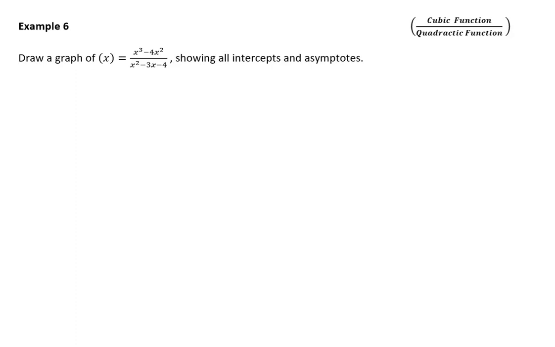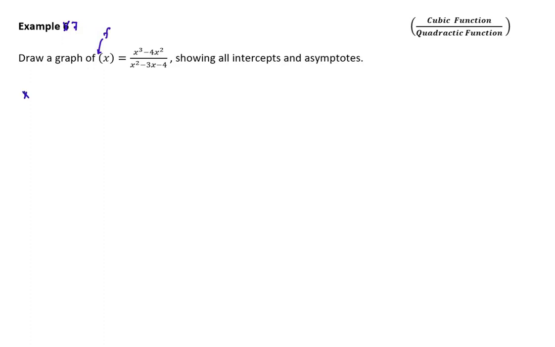So we're on to this, actually what is the 7th example, so pardon my typo. And the next typo which I've seen in all my questions is that I'm missing the name of the function. So draw a graph of f of x equals x cubed minus 4x squared over x squared minus 3x minus 4. So this is a cubic divided by quadratic, which is going to be our next couple of questions.